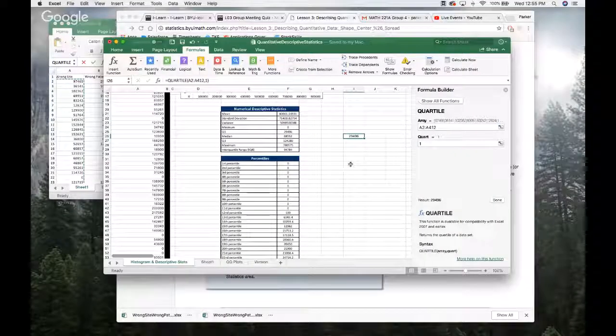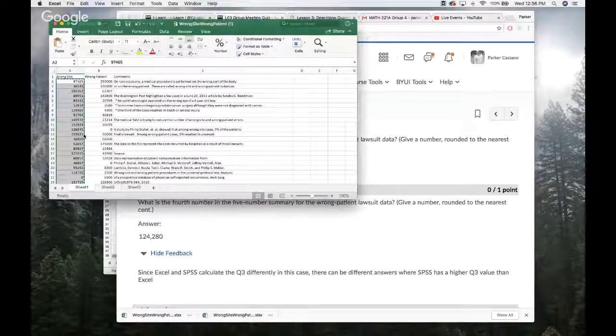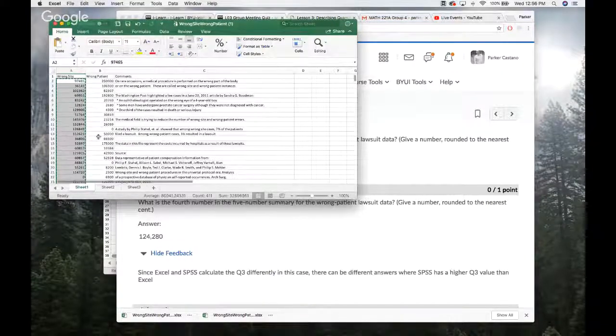But my data doesn't look like your data. My Excel sheet doesn't look like yours, because when I just downloaded the statistical data, I clicked on the wrong site, from the quiz. You know what I did wrong? I took the wrong site information instead of wrong patient information.